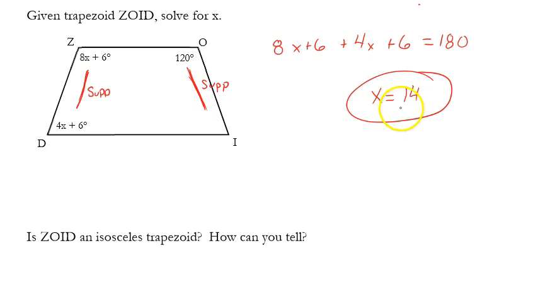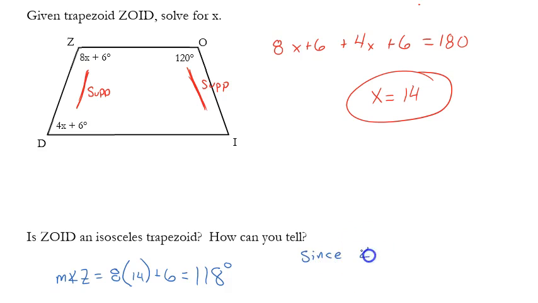Now, I know that x is equal to 14. If this is an isosceles trapezoid, then my base angles would have to be congruent. I'm going to take 14 and substitute it in for x. I want to find the measure of angle Z. That's going to be 8 times 14 plus 6. That's 118 degrees. This is not an isosceles trapezoid.